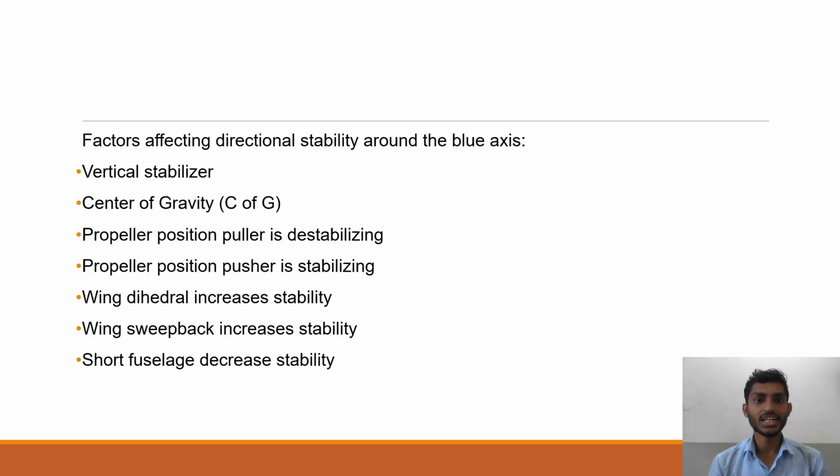Factors affecting directional stability: vertical stabilizer, center of gravity, propeller position. Puller is destabilizing, propeller position pusher, which stabilizes it. Wing dihedral, which increases the stability. Wing sweep back, which increases the stability. Short fuselage, which decreases the directional stability.